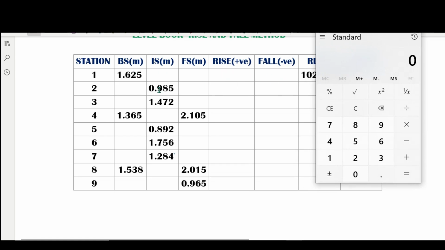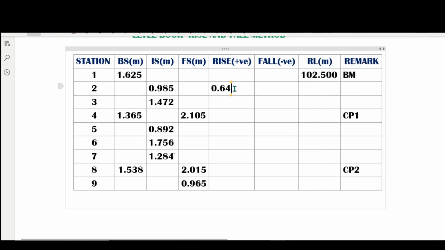So up minus down, that means backside, which means 1.625 minus 0.985. Okay, so the answer is going to be 0.64. Is that a positive number or a negative number? Of course, it's a positive number. All right, it's going to be 0.64, right?